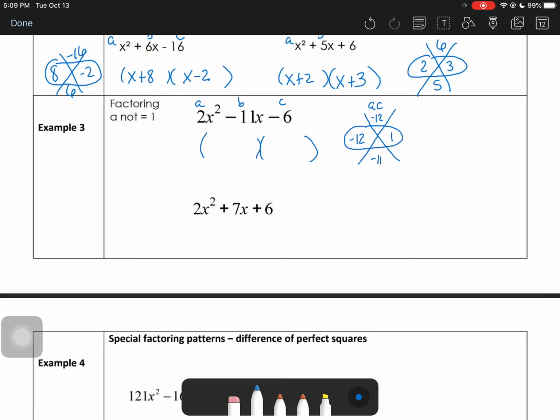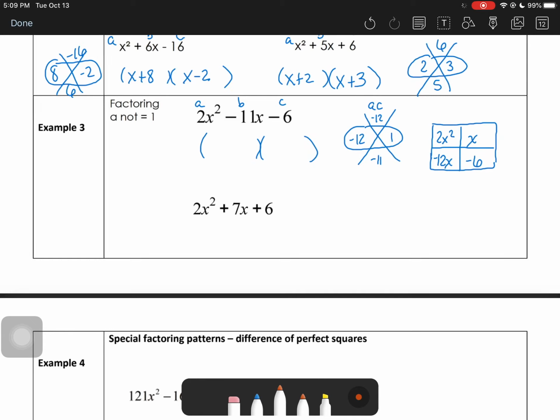So here's the step that we have to add. We need to make a box. And in the first square, we're going to put our first term, which is 2x squared. And in our last box, we're going to put our last term, which is negative 6. And then we're going to use those circled two numbers to fill in our other two boxes. So it's going to be negative 12x and positive 1x.